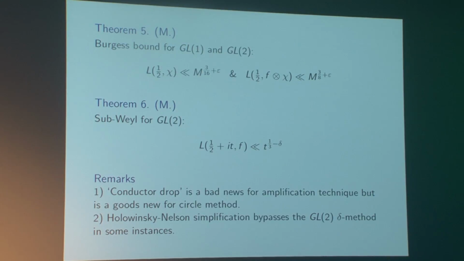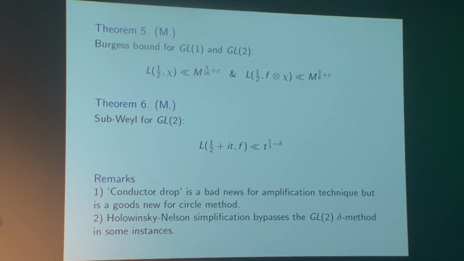And now, in the last 2-3 years, I've been looking at what you will get if you use the GL2 delta method in the more classical problem of bounding degree 1 and degree 2 L-functions. So it happens that if you use the same method, then you recover the Burgess bound for both GL1 and GL2 in a uniform manner. And if you do the same thing in the t-aspect case, you get something better than the Good bound. So this is something, it's sub-Weyl. Okay.